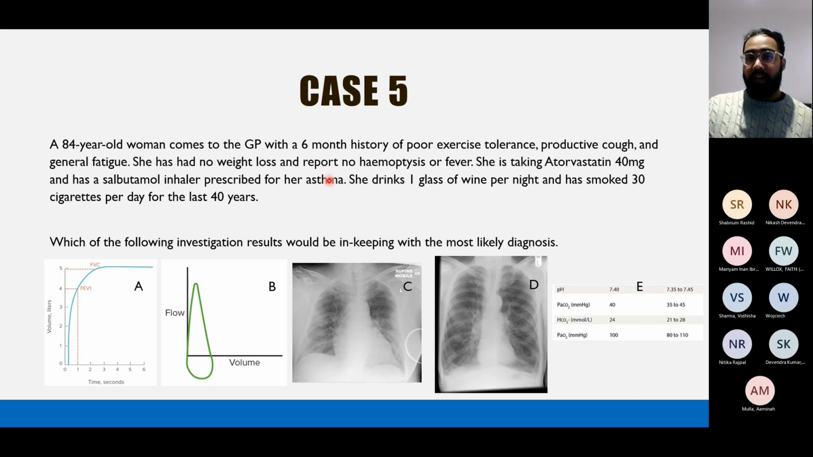So it could be something related to asthma, but because it's been going on for 6 months, unlikely to be asthma. So it's likely to be something more chronic. Her alcohol history is insignificant, but she smoked 30 cigarettes a day for the last 40 years. What condition do we know which causes these symptoms with smoking history? It's COPD.